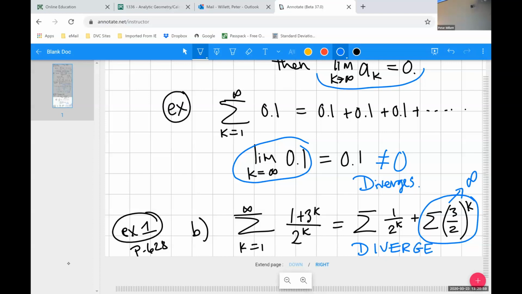You could see that by simply taking the limit of the kth term, and then you would see that the limit is 3/2, because if I take the limit, this goes to 0 and this goes to 3/2 to a bigger and bigger power. As I said, that goes to infinity. So since the term itself goes to infinity, the divergence test says that that must diverge. Questions, comments, or discussion about this example 1 for looking at the use of the divergence test?